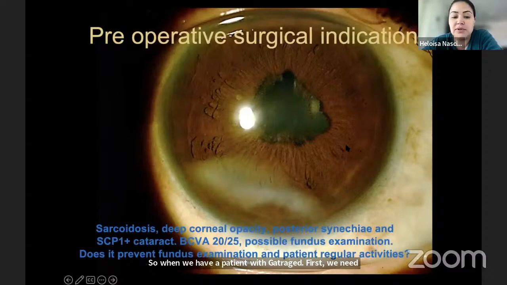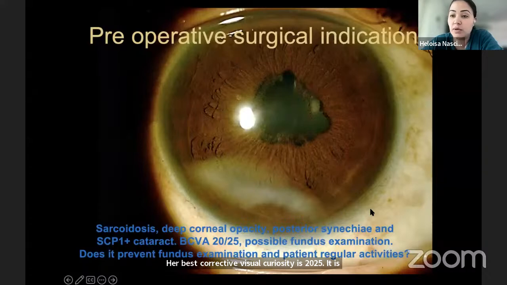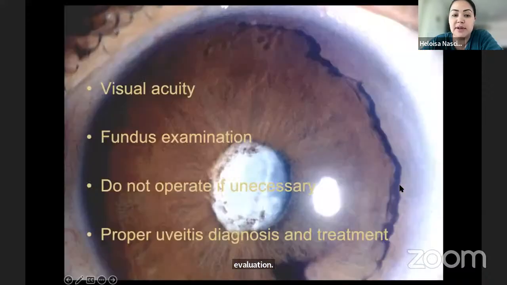So when we have a patient with cataract, first we need to think about the indication of the surgical procedure. For example, this is a sarcoidosis patient with deep corneal opacity, posterior synechiae, and a +1 subcapsular cataract. Her best corrected visual acuity is 20/25. It is possible to examine the fundus. So will we indicate the cataract surgery for her? No, we don't need to, because it does not prevent the fundus evaluation and the patient's regular activities.